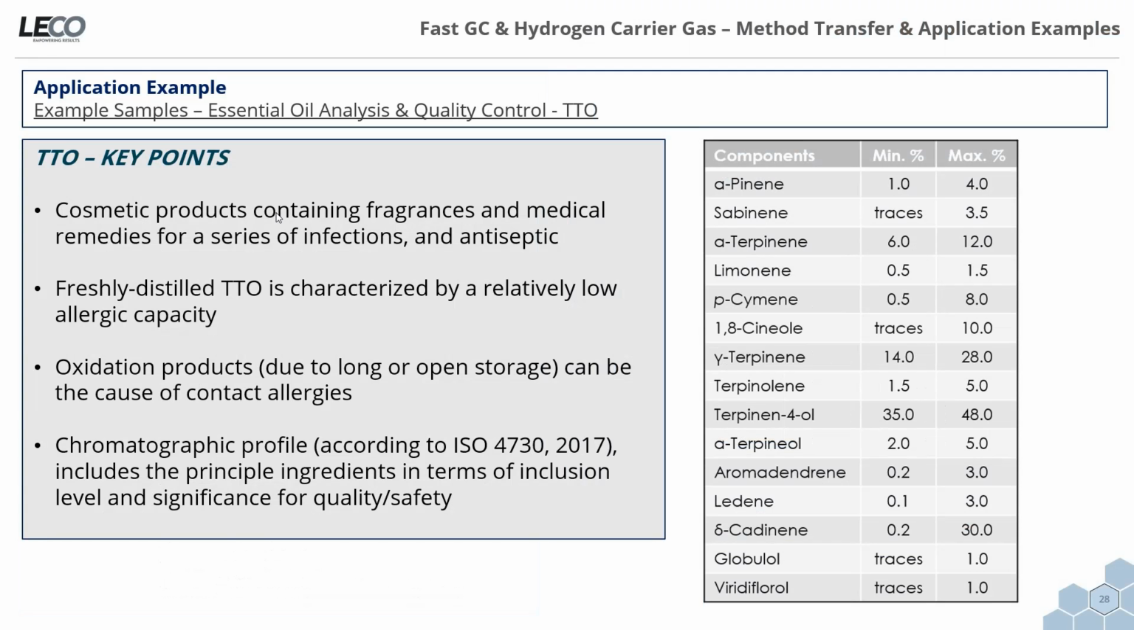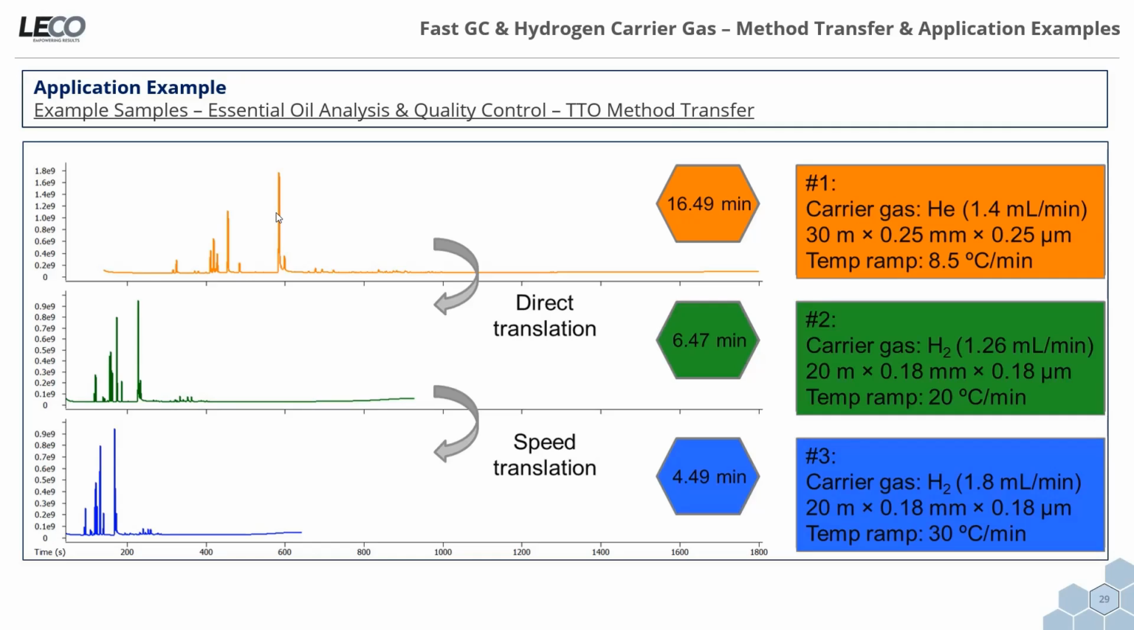Tea tree oil is used quite widely in many products that contain fragrances, and also for medical products. And the quality control is of course very important, as we just said. These are the main components, just to give you a small overview from the ISO norm. Here we apply the method transfer process just as we described previously.